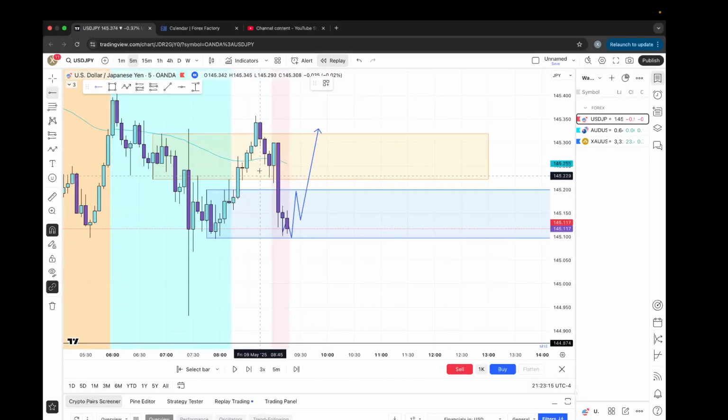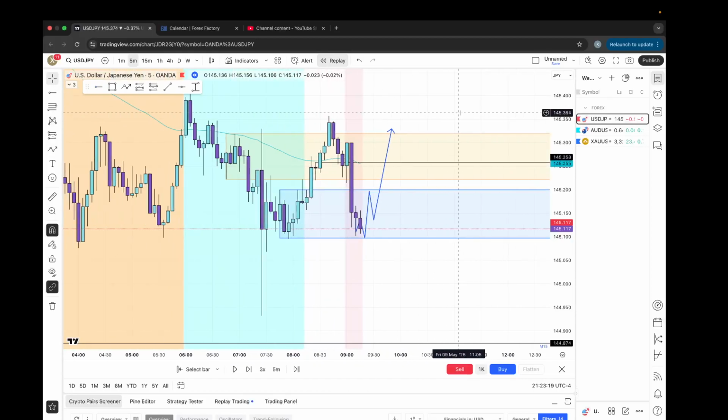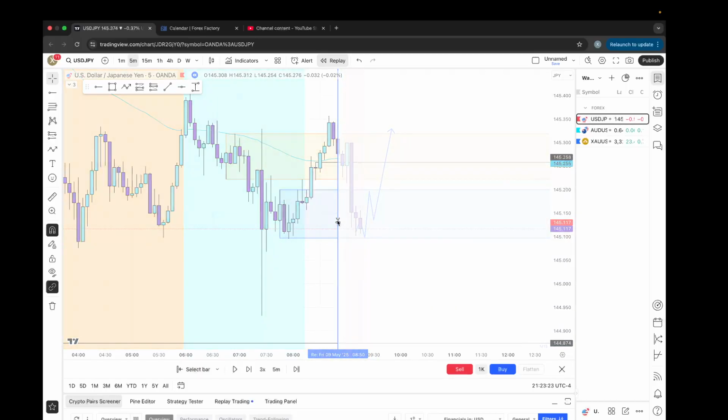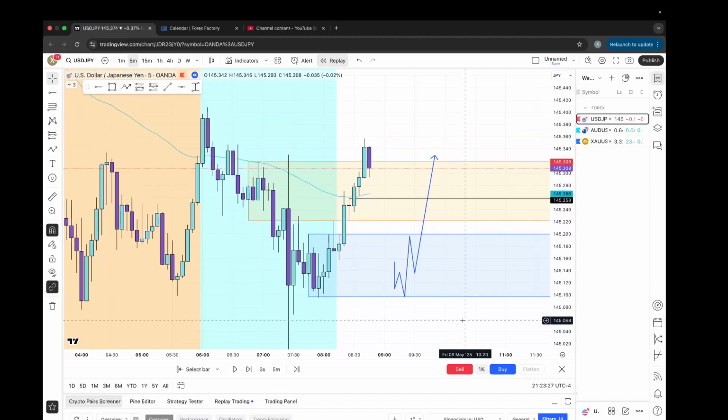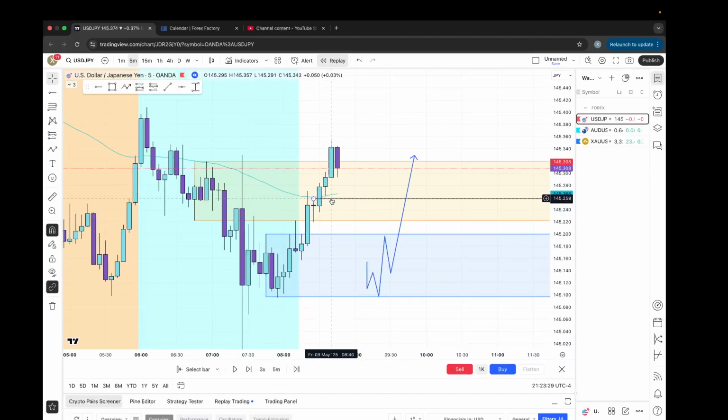So let me mark this up here. When price did close above here, we had this M5. Let me replay it a little bit so it's a little cleaner. So when price was here, I was considering buys, but we did have M5 here.